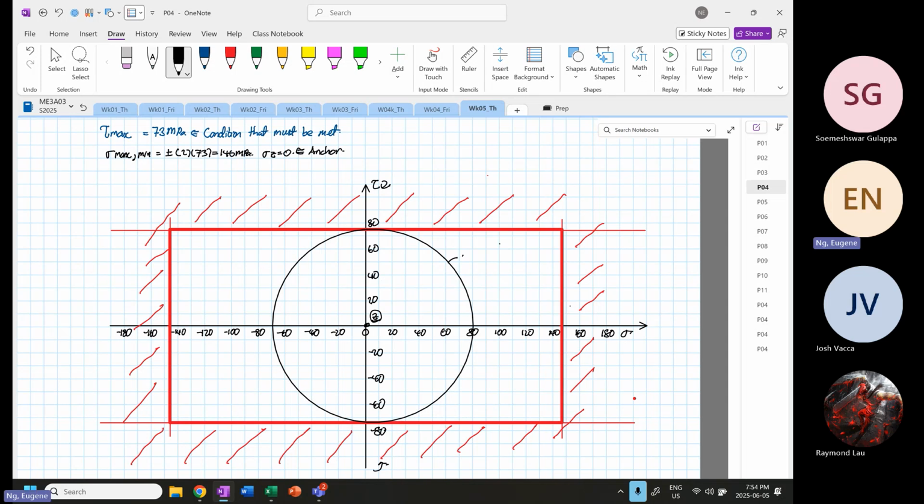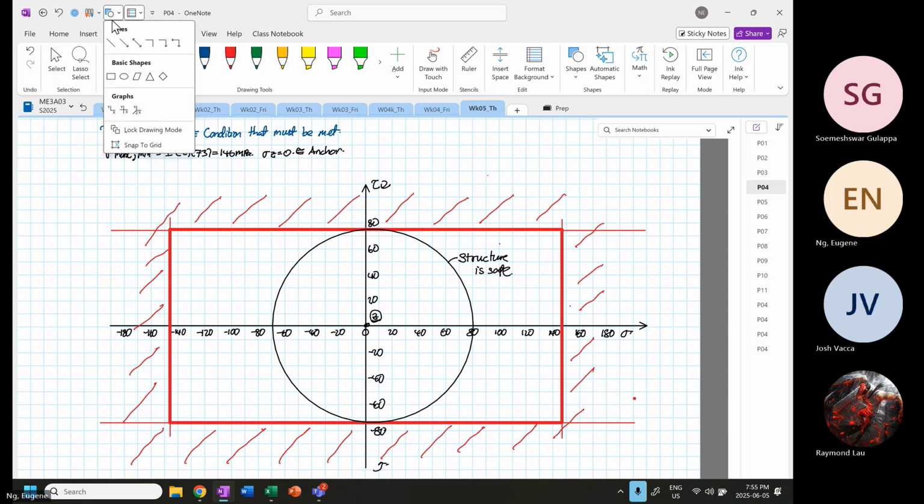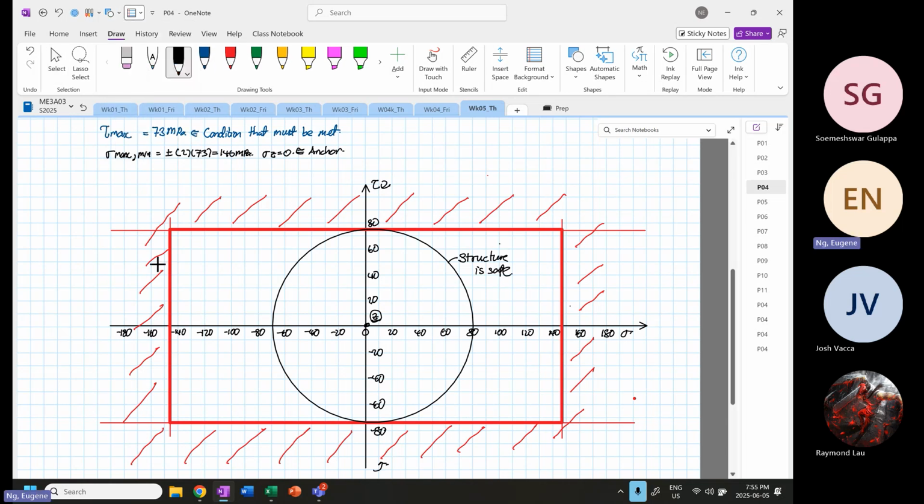This is okay. Okay, structure is safe. 3D, yeah, 3D Mohr circle. And if you have a circle, okay, happen to be like this.